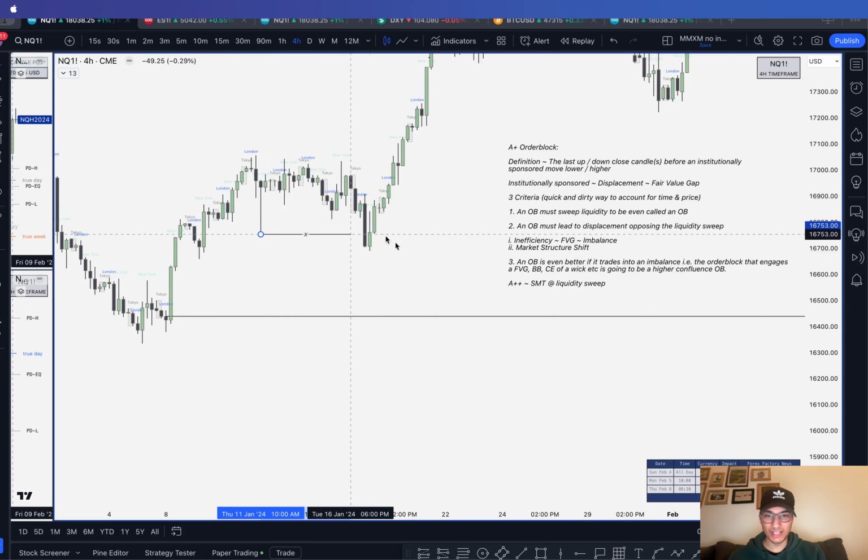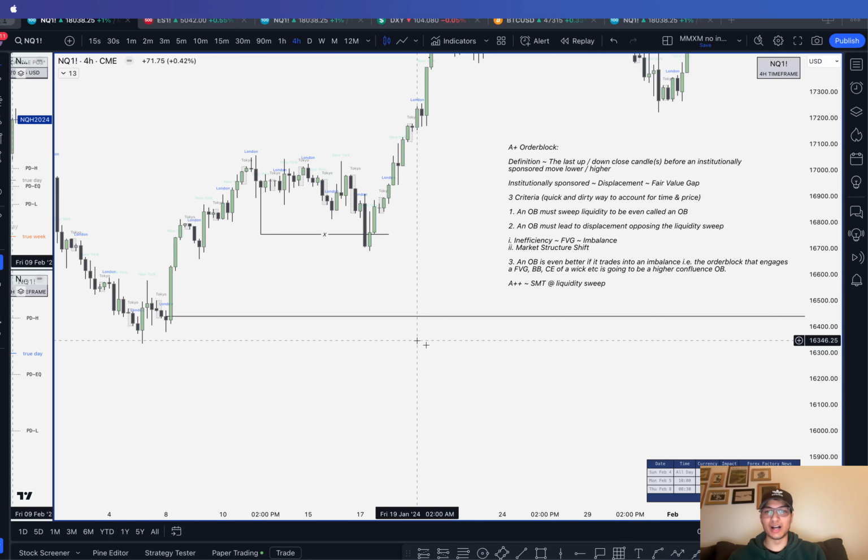Sell stops? Sell stops. What is this candle called? An order block? An order block is the accumulation of institutionally sponsored positions. What are they doing below this low? They're soaking up the sell stops and buying, order pairing.